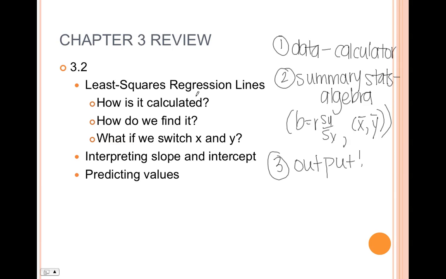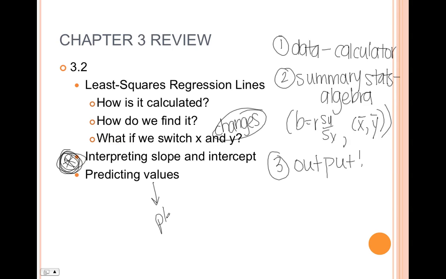What happens to the least squares regression line if we switch x and y? It changes, okay? There's not some shortcut for finding how it changes, but it would change. You need to be able to interpret the slope and y-intercept in the context of the problem. This is a big one, okay? There is a video for this. And finally, we need to be able to make predictions.